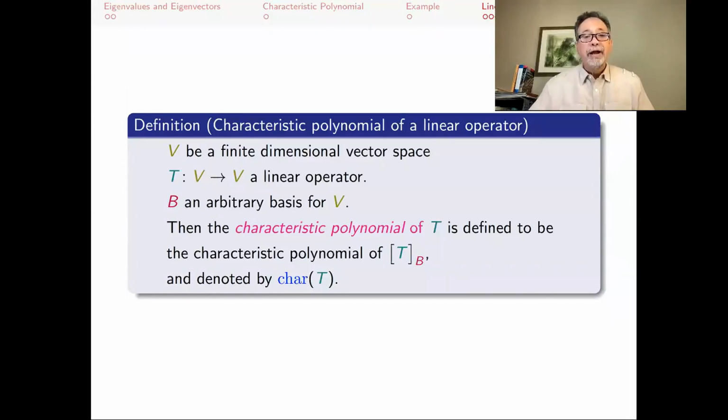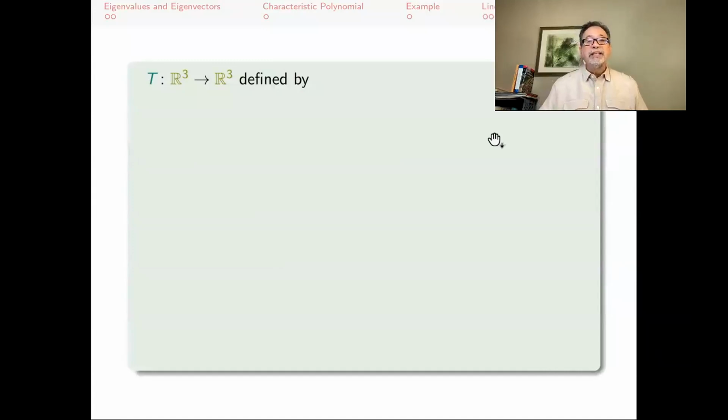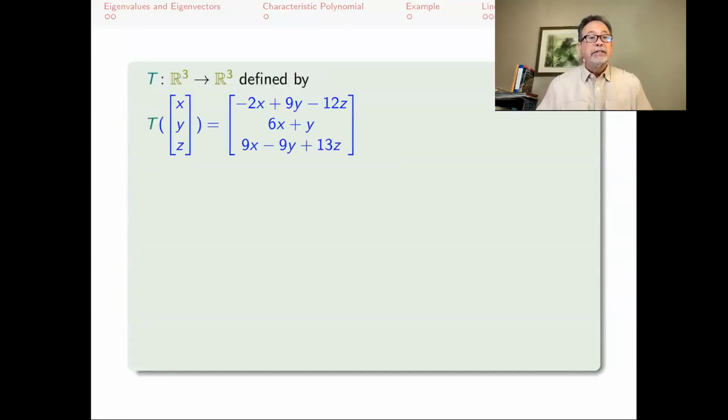Okay, so now for a final example, let T be a linear transformation from R3 to R3 defined by T of XYZ, where XYZ is a typical element of R3. Where does this function send it? It sends it to minus 2x plus 9y minus 12z, 6x plus y, 9x minus 9y plus 13z. What is the characteristic polynomial of this linear operator?